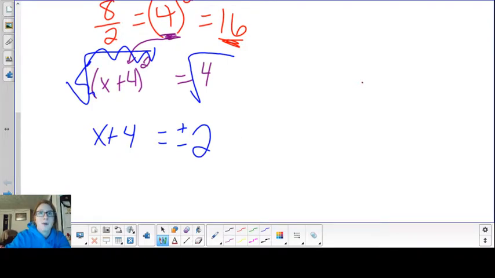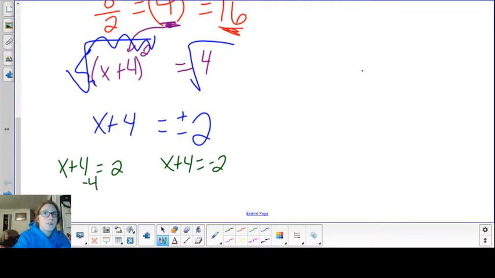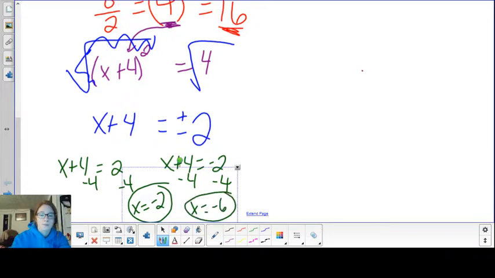And then that last step of solving is, since I have plus or minus, it means I essentially have 2 answers. I have x plus 4 is equal to 2, and I have x plus 4 is equal to negative 2. So I'm going to go ahead and solve. So on that first equation, x is equal to negative 2. And on the second one, x is equal to negative 6. So again, just like when we did factoring and quadratic formula, we're going to have two answers today.